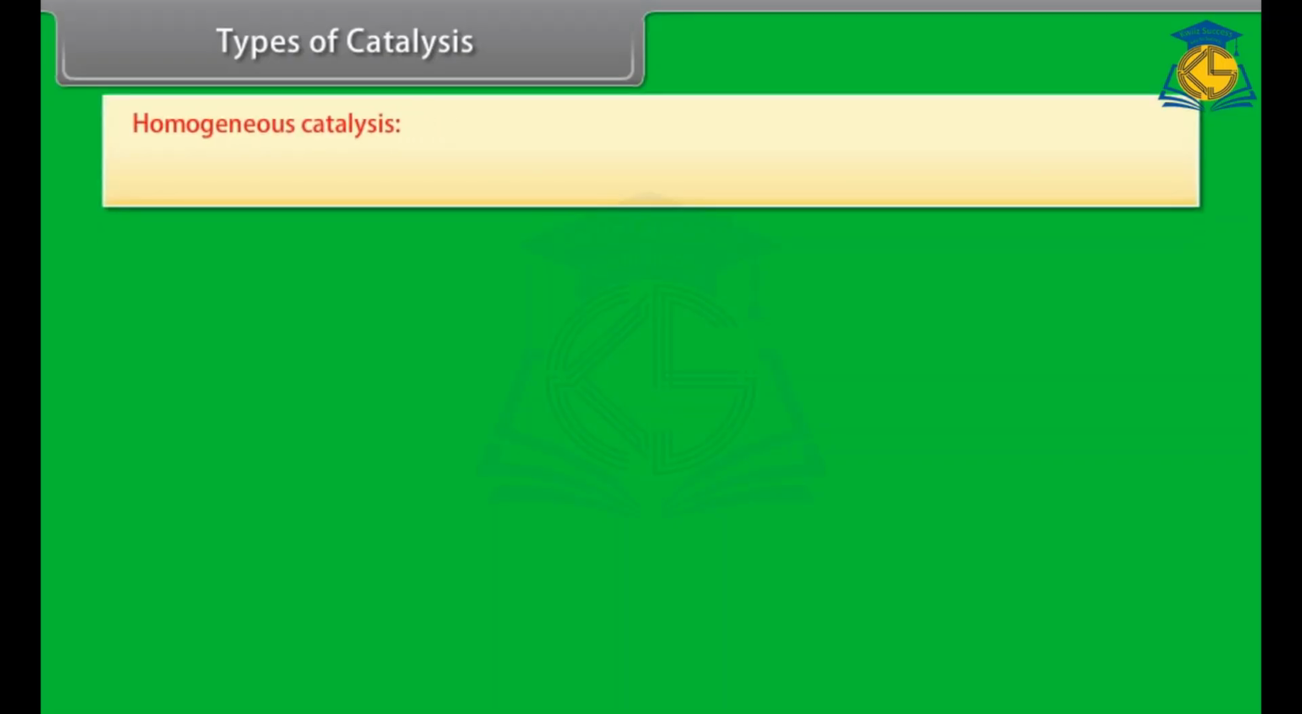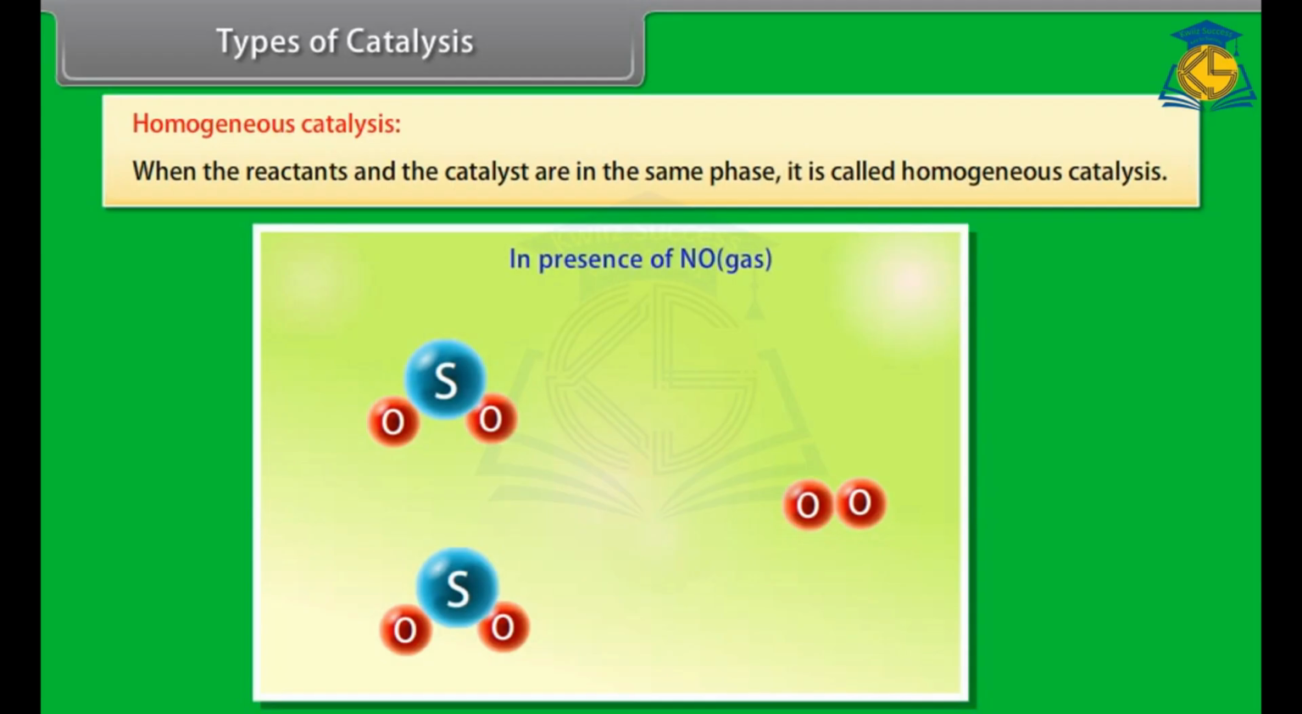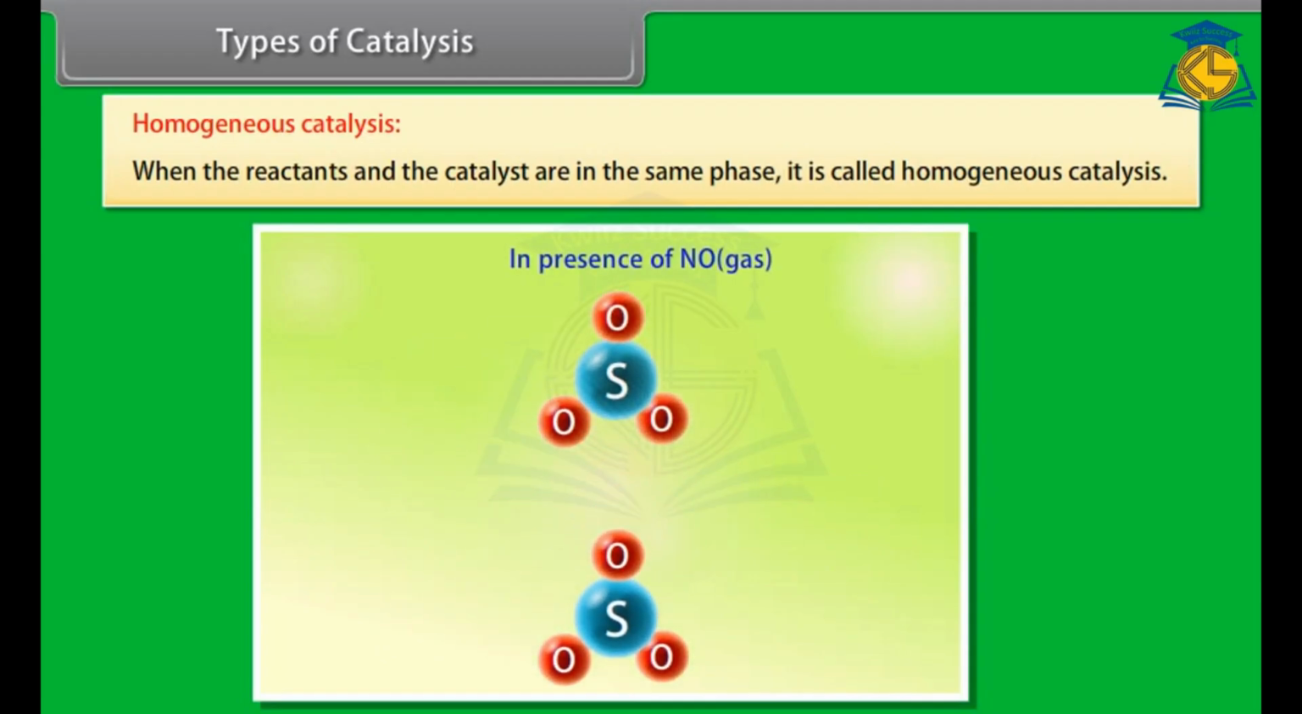The catalysis reactions are of two types: homogeneous catalysis and heterogeneous catalysis. Homogeneous catalysis: when the reactants and the catalyst are in the same phase, it is called homogeneous catalysis. For example, oxidation of sulfur dioxide into sulfur trioxide in presence of nitric oxide in the lead chamber process for the manufacture of sulfuric acid. Reactants, sulfur dioxide and oxygen, and the catalyst, nitric oxide, are all in the same gaseous phase.